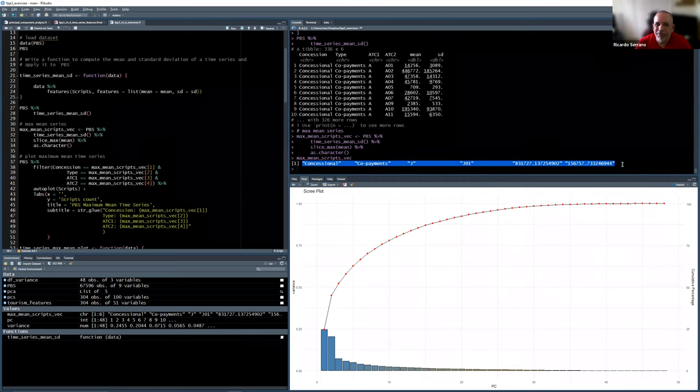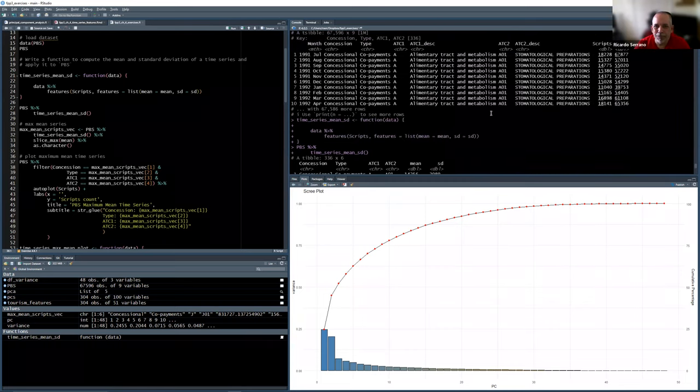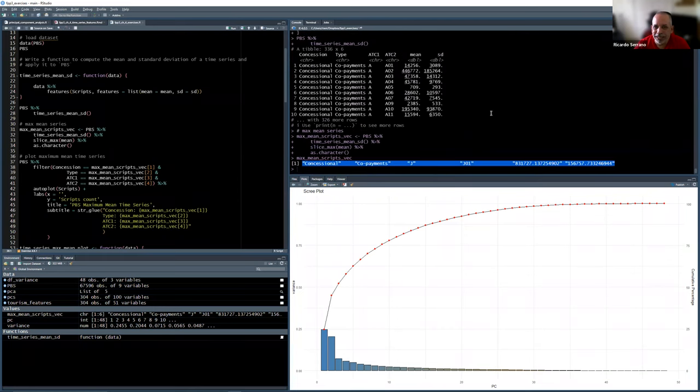Okay, it gives you the concession, right? It gives you the type. It gives you the ATC1, which is one of the codes they use for dividing the type of prescription, and then the ATC2, which is a subcategory of ATC1, right? So in this case, it is C1J and J1, and then you have the maximum, mean and your standard deviation.